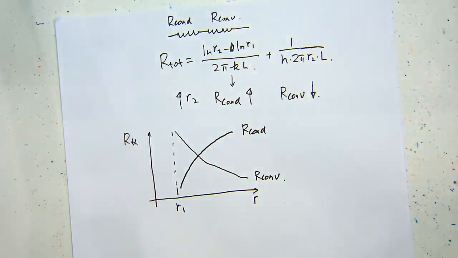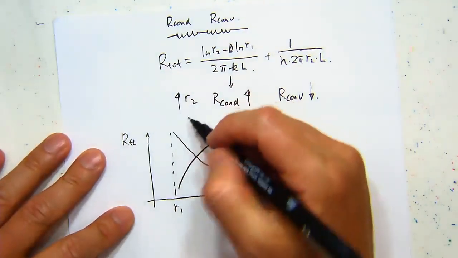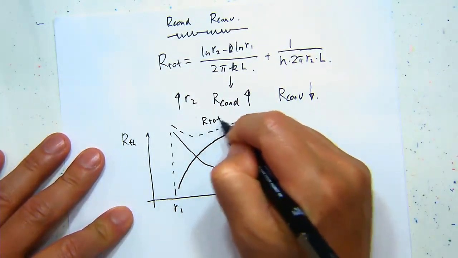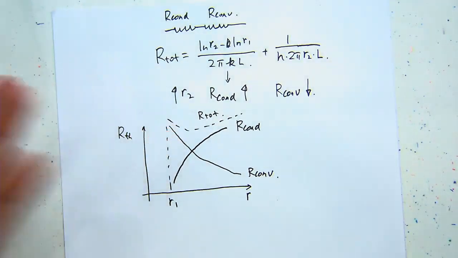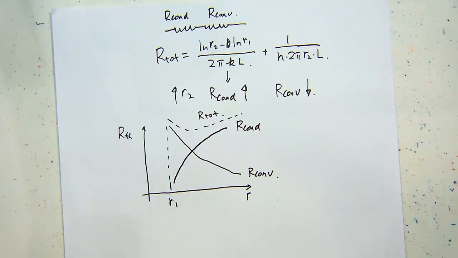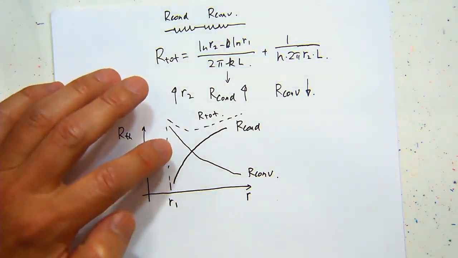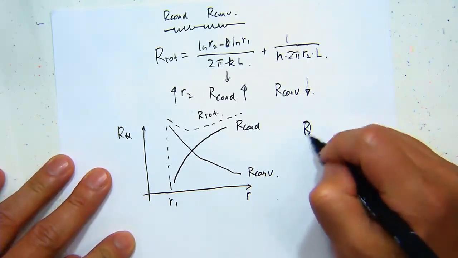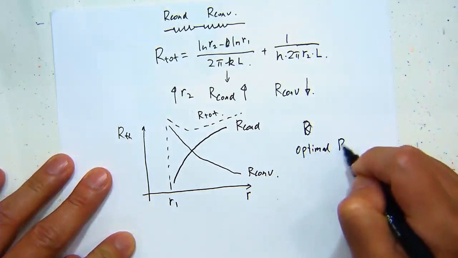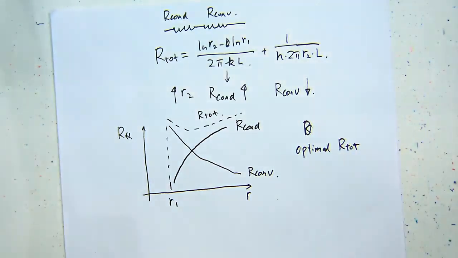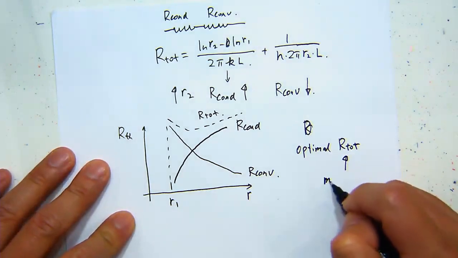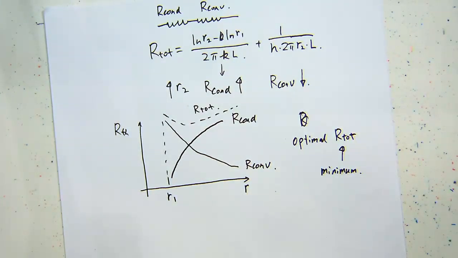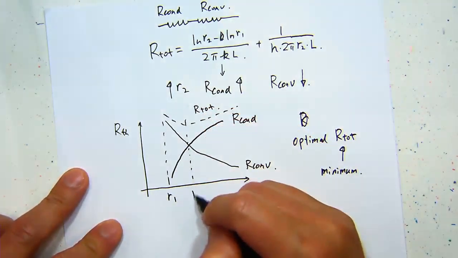Right, but you are not dealing with individual components. You're dealing with the sum of these two. So when you add them together, you will end up with something like this. So that's your R total. In this case, there is only one extreme value, and that extreme value is your minimum total resistance. So there is an optimal R total because of these two competing factors, and that one is a minimum value. At that minimum value, that radius is called the critical radius.